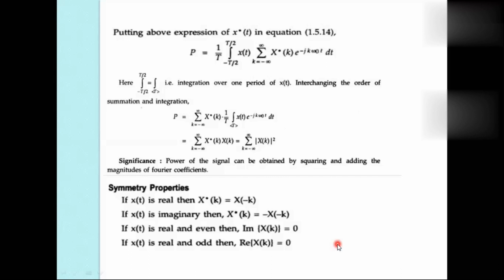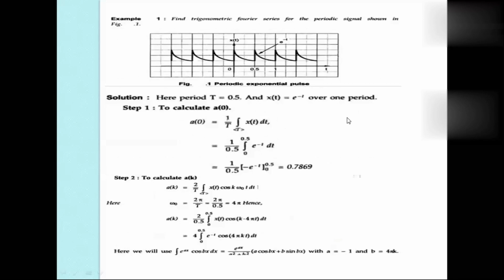Let us see some examples on the Fourier series. The first example: find the trigonometric Fourier series for the periodic signal shown. Simply, they are giving one periodic signal and you have to find out the trigonometric Fourier series.